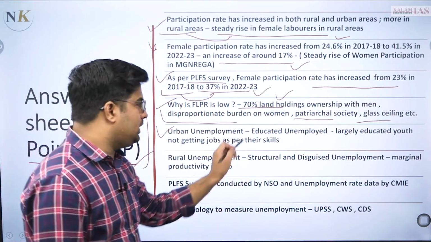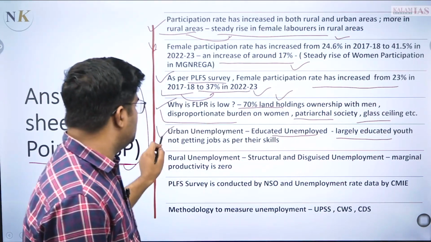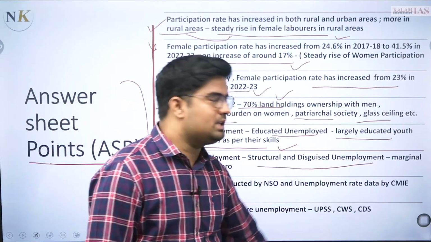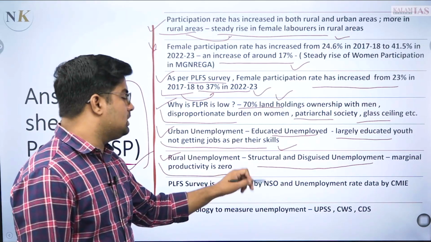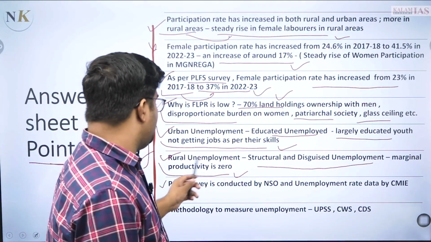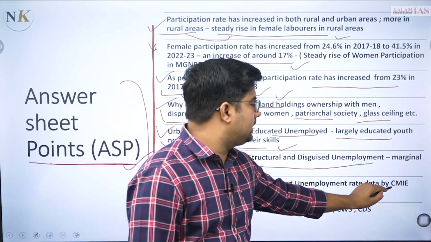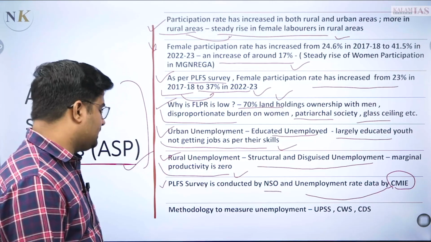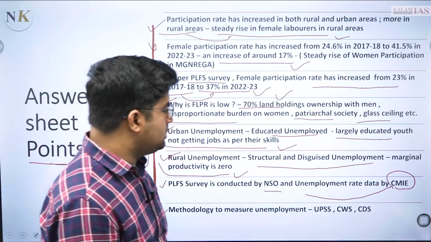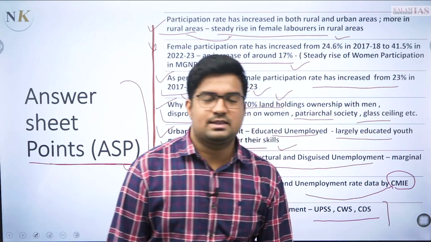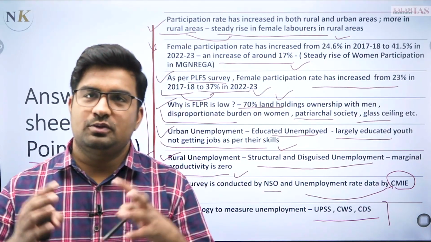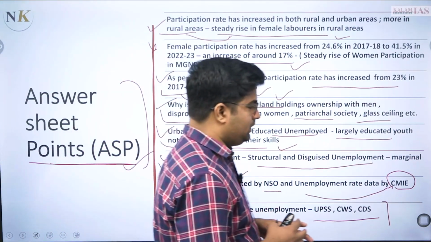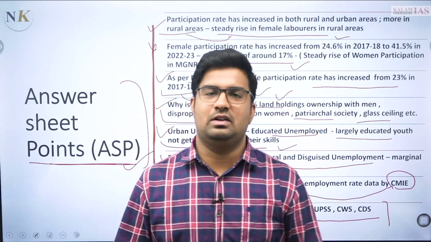Then the urban unemployment, educated unemployed, largely educated youth not getting jobs as per their skills, that is one aspect. Rural unemployment, the structural and disguised, marginal productivity is almost zero. And then the PLFS survey is conducted by NSO and unemployment rates are also given by CMIE. These are two things. One unemployment rate is also there in the PLFS survey by NSO, and the methodology is UPSS, CWS and CDS. So these are the certain key components which you need to understand, and based on this, I hope we have covered the larger part of the discussion on unemployment exhaustively.